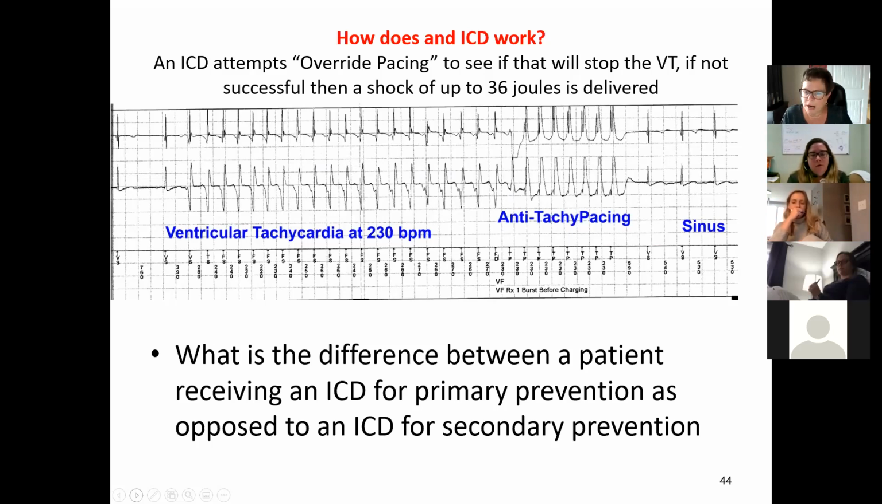The pacemaker part of the ICD will say, hey, I'm going to pace this guy at a rate faster than his VTAC, and then I'm going to abruptly stop. You can see that anti-tachycardia pacing happened right here. They stopped the pacing and the patient's own intrinsic beat took over. So they will try anti-tachycardia pacing initially. If that doesn't work, then they will shock the patient.